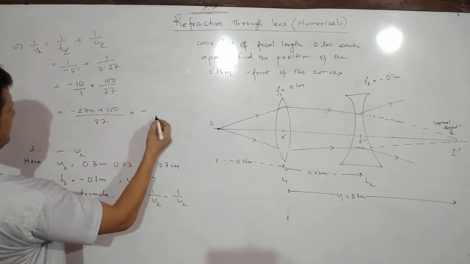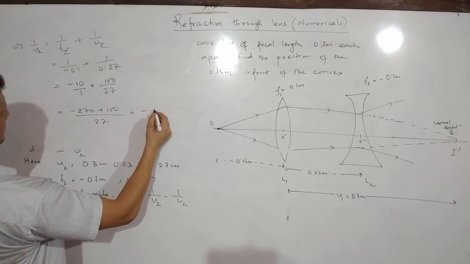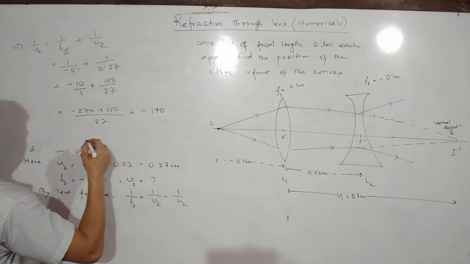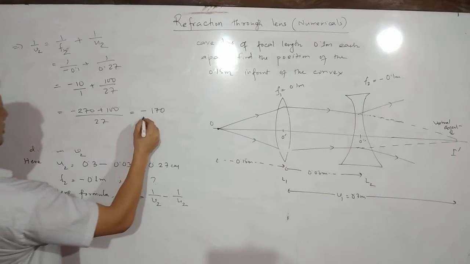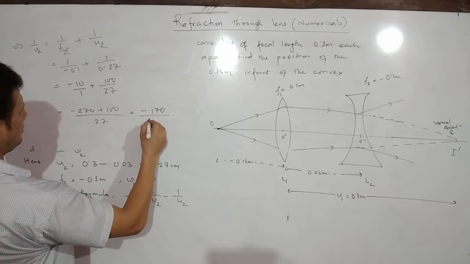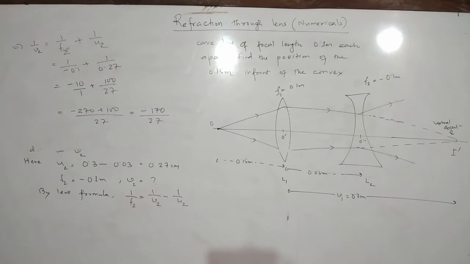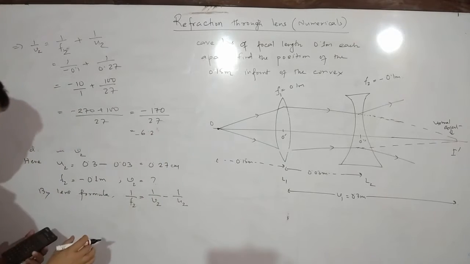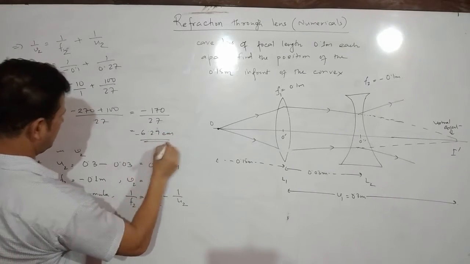So it's equal to minus 170 by 27. Divide by 27, 6.29. Minus 6.29 centimeter.